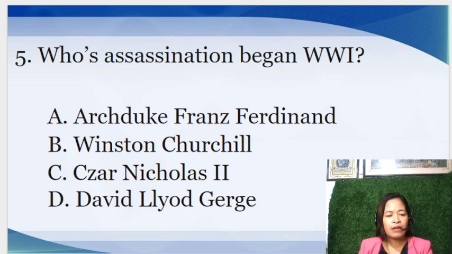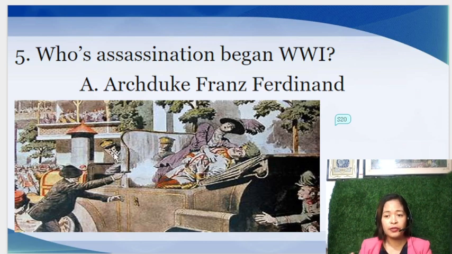Question number five, whose assassination began World War One? A. Archduke Franz Ferdinand, B. Winston Churchill, C. Tsar Nicholas II, and D. David Lloyd George. The answer is letter A. It has been reviewed on my previous vlog. It was Archduke Franz Ferdinand. He was assassinated by Gavrilo Princip in Sarajevo, Bosnia in 1914, of the Serbian nationalist organization known as the Black Hand. This event triggered a series of events that led to the outbreak of World War One.